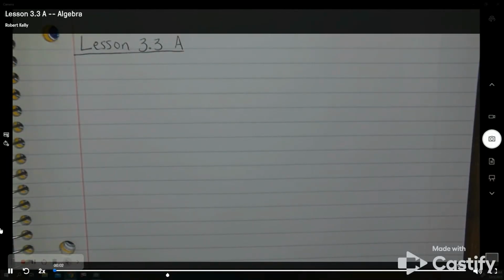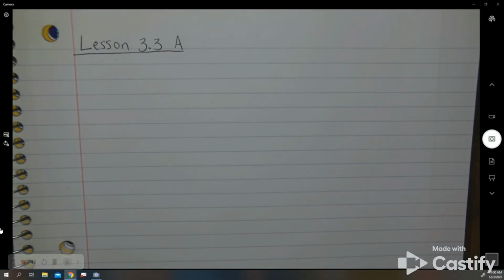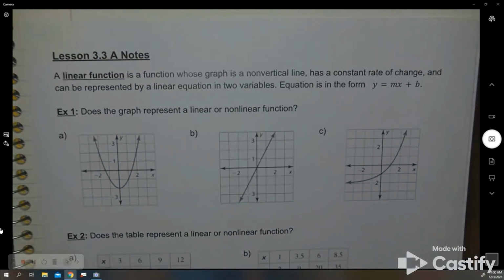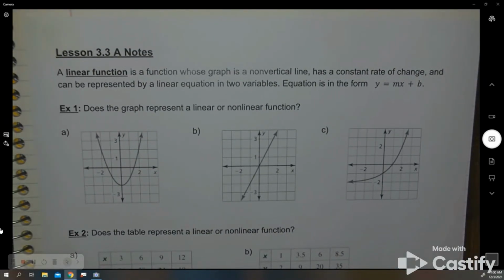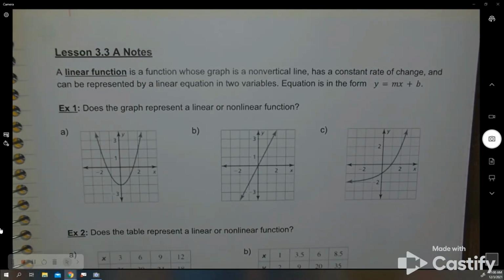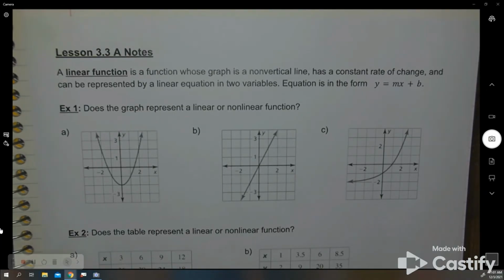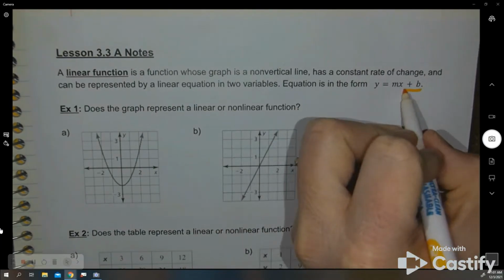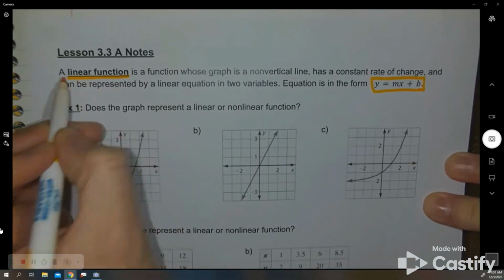This is lesson 3.3a. In lesson 3.3a, we're going to start talking about linear functions. A linear function is a function whose graph is non-vertical. So that means it cannot be going straight up and down like this. It has a constant rate of change, meaning it goes up or down by the same amount every time, and can be represented by a linear equation in two variables. For a linear function, the equation that we use is y equals mx plus b.